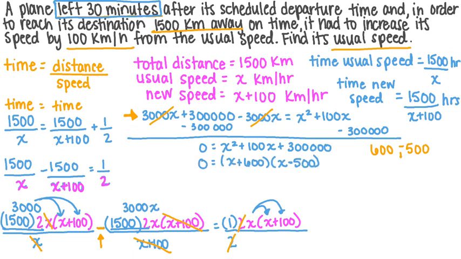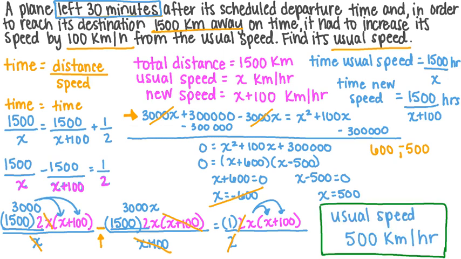So now to solve for x, we should set each factor equal to 0. So we set x plus 600 equal to 0, which when we subtract 600 from both sides of the equation, we get x equals negative 600. And we also set x minus 500 equal to 0. So we add 500 to both sides of the equation, and we get 500. So, would the usual speed be negative 600 or positive 500? Well, a speed is never negative. So this means the usual speed of the plane would be 500 kilometers per hour.